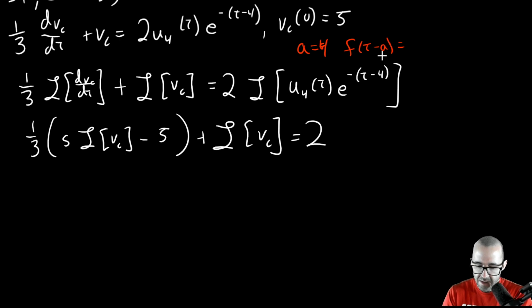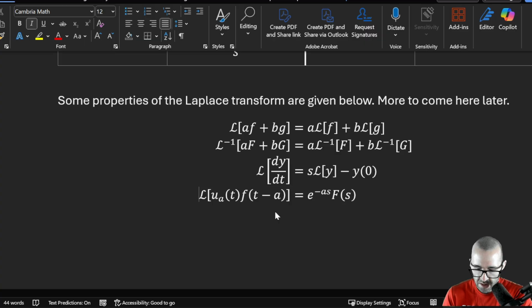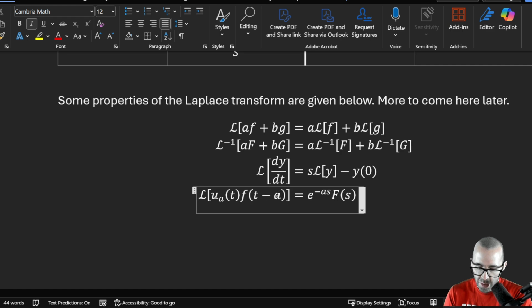So f of t minus a is going to be e to the negative t minus 4. So f of t is just e to the negative t as a result. Okay? So f of t equals e to the negative t. So now I think we have the information we need to apply this property.